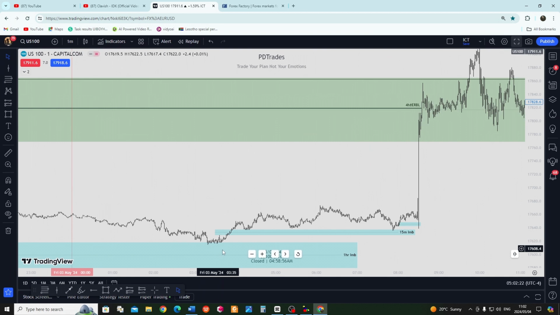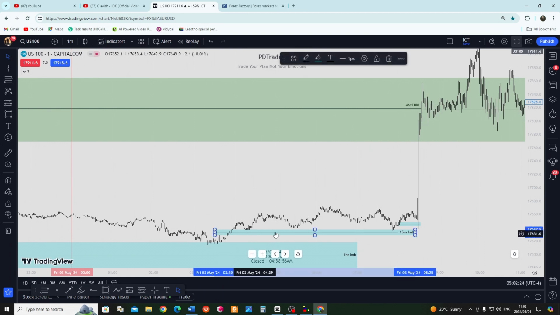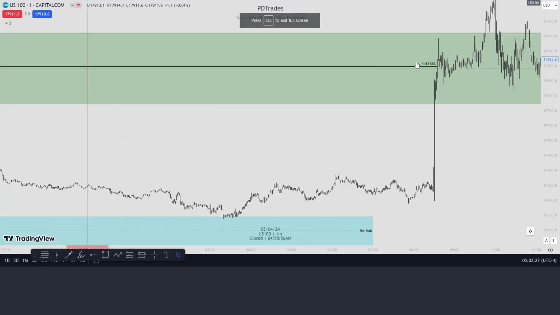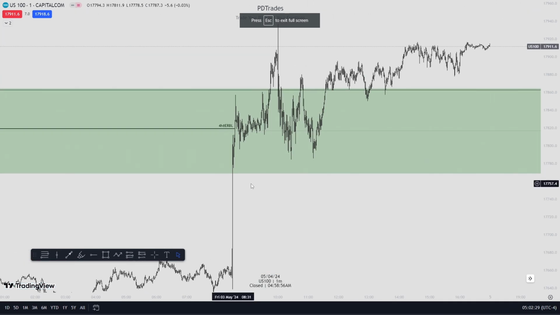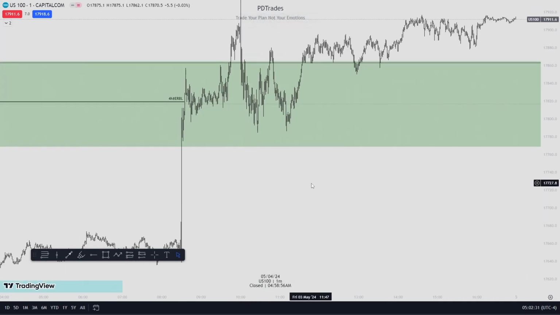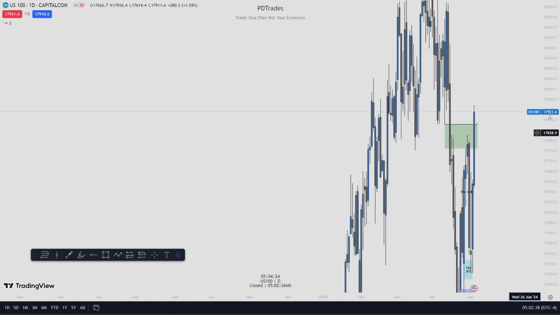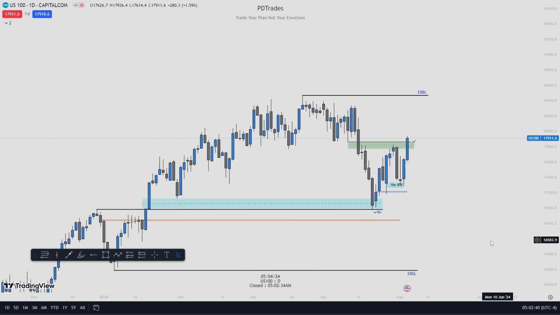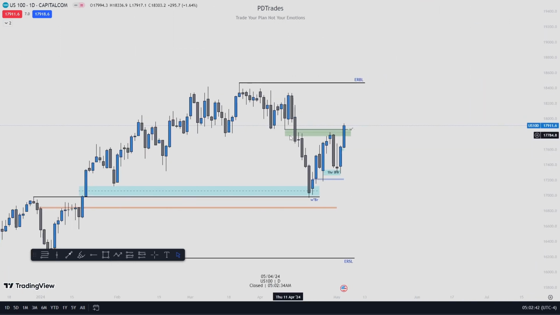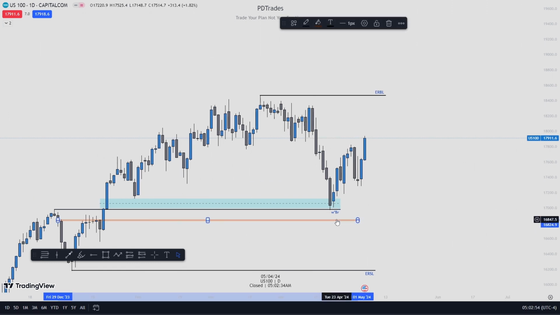So yes, so now let me just remove these things here. Let me just go to my daily. So since liquidity has been raided, let me just remove these things here. Delete, so that we can have at least an idea what's going on. Just remove this as well.